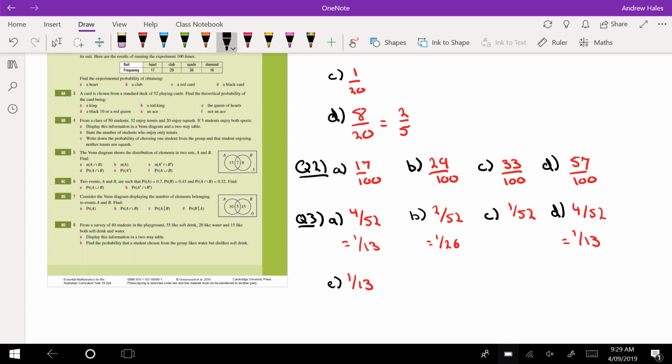And then F, not an ace. Well, if 1 out of 13 is an ace, all probability must equal to 1. It's going to be 12 out of 13. Because all probability must equal to 1.